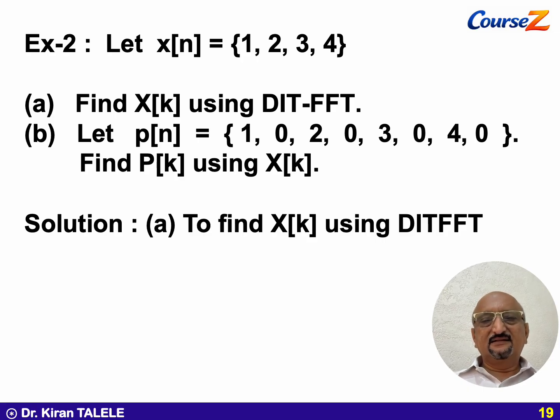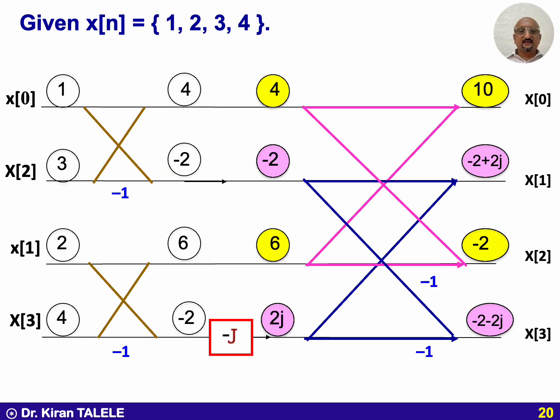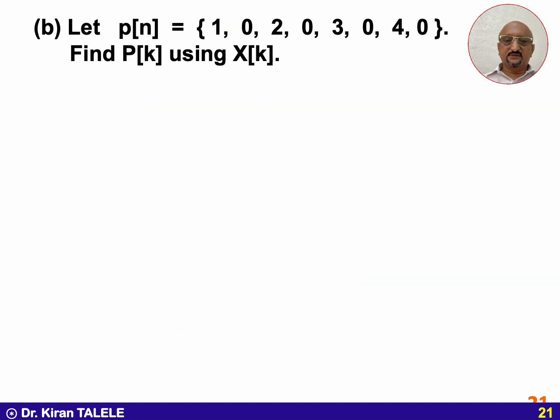Example. Let's take x of n equal to 1, 2, 3, 4. The first part of this question is to find X of k using DITFFT, and the second part is to find the DFT of p of n, that is the DFT of 10, 20, 30, 40 using X of k. The first part is directly using the DITFFT flow graph. We'll take the input in alternate order, and by following this procedure, we'll get X of k equal to 10, minus 2 plus 2j, minus 2, minus 2 minus 2j.